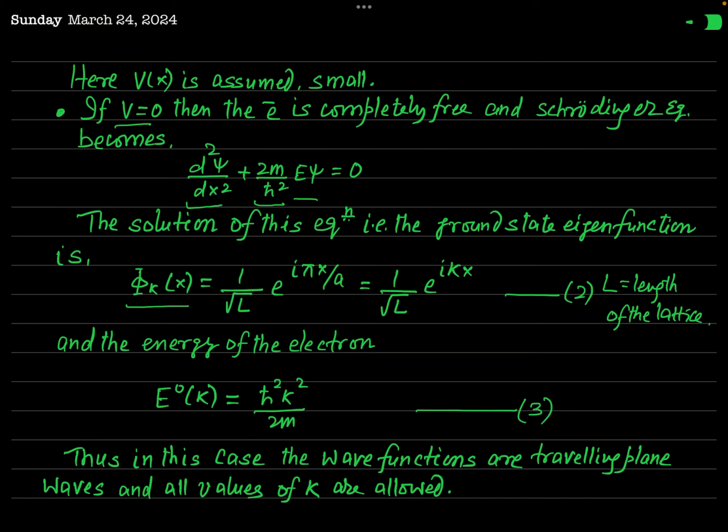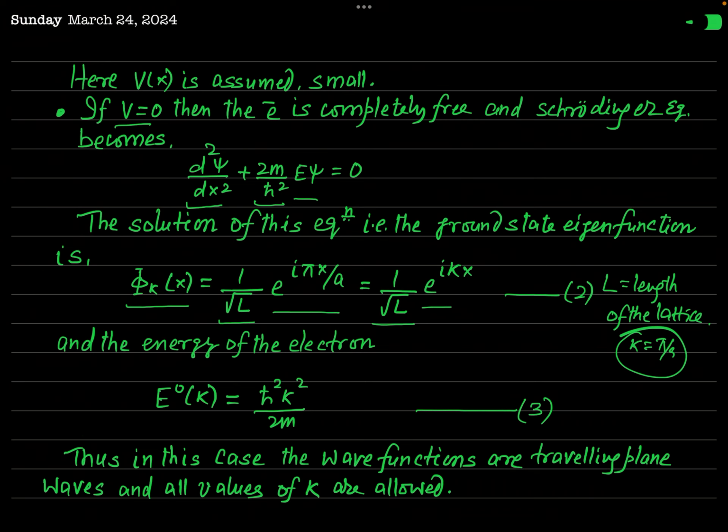If phi k of x is the ground state eigenfunction of the electron, then this phi k of x is given by 1 over root L times e to the power i pi x over a. Okay. Or you can also write it like this, 1 over square root of L times e to the power i k x. Actually here, this k is equal to pi over a. For this I have written here k. Actually here, you can see this wave function is normalized over a length L of the lattice. So this 1 over square root of L is the normalization factor. Okay. And actually L is the length of our lattice. Okay.